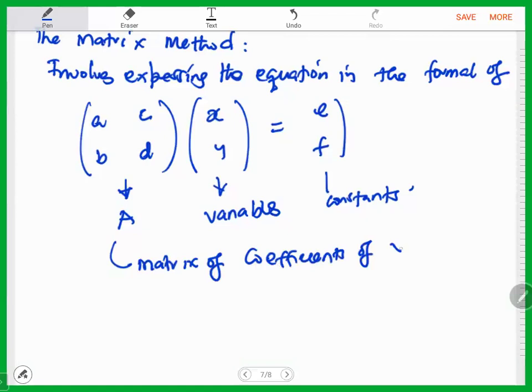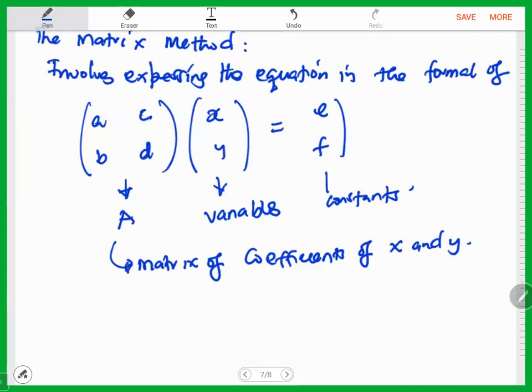Of x and y. Of x and y. So ideally, that is how we are supposed to have it. So matrix A is equal to that.